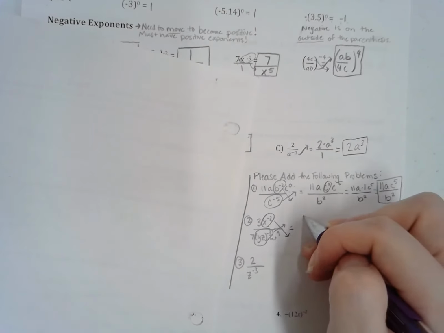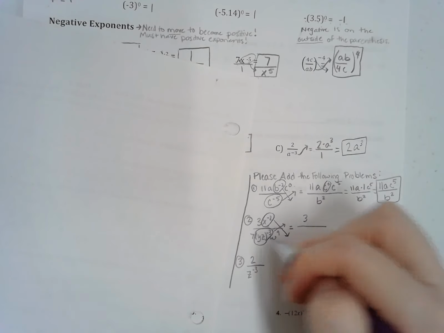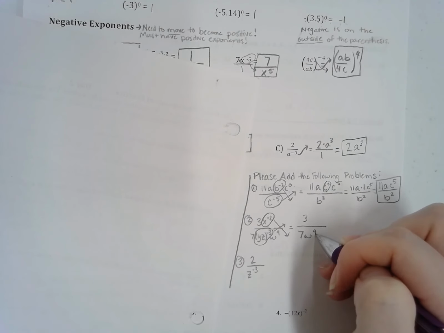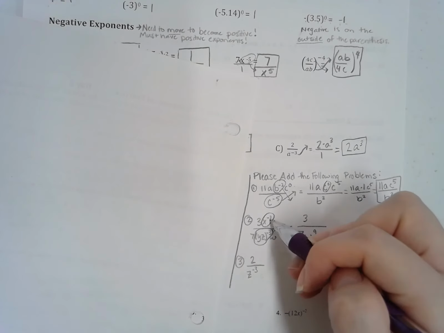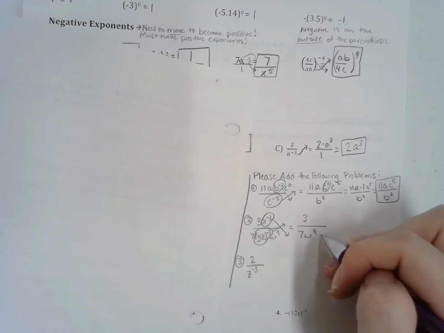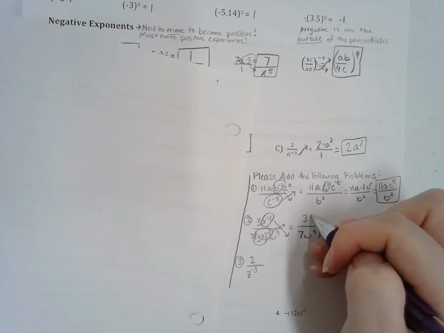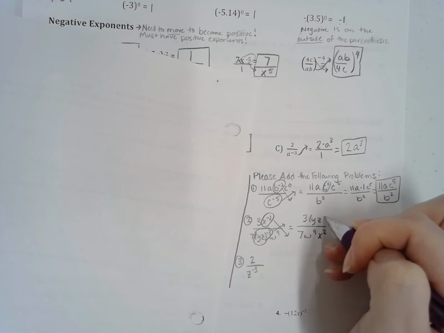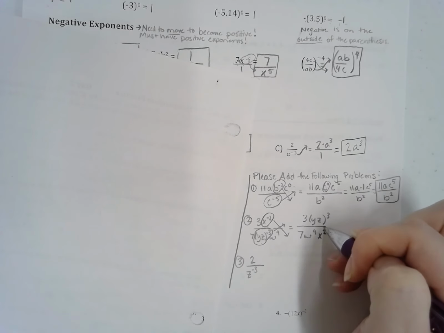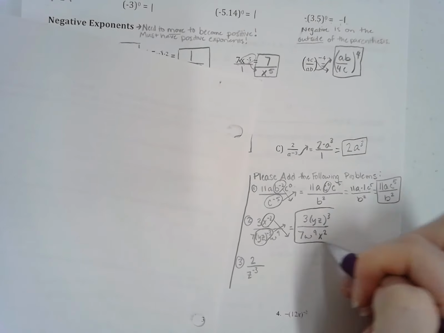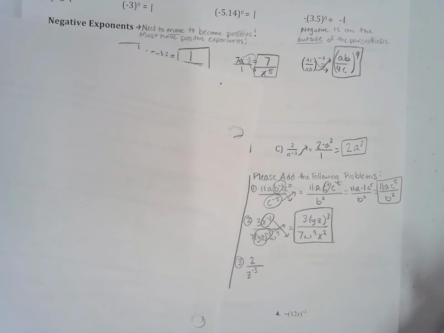So the 3 gets to stay on the top. The 7 and the w to the ninth get to stay on the bottom. And now I do my moving. X to the negative 2 has to move to the bottom, so it'll become x to the positive 2. This whole parentheses with y and z in it moves to the top, and it becomes positive 3. There's nothing else I can do to this, so this is my final simplified fraction.